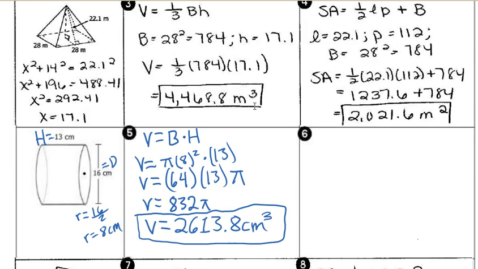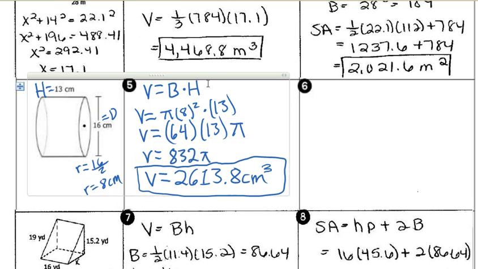Now here, area of the base times the height. Big H, I labeled it here as 13 centimeters. D is for my diameter, the whole thing, 16 centimeters. Half of 16 is my radius, which is 8 centimeters. I just plugged it in. Area of the base is a circle, so pi r squared is the area of a circle. Then 8 times 8 is 64. 64 times 13 is 832.